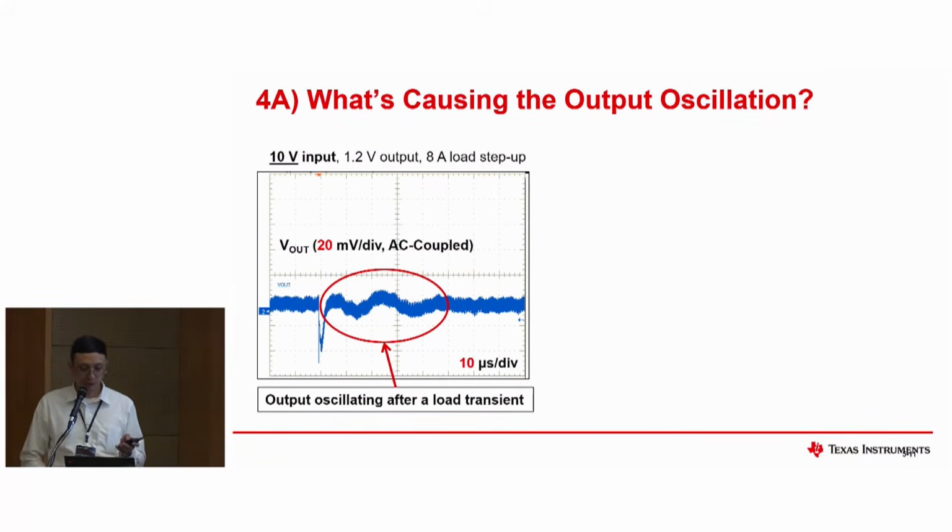Okay, so part number 4. So what's causing the output oscillation? You can see here, this is a 10 volt input, 1.2 volt output, 8 amp load step. So there's an 8 amp load step up. You could see on the Vout there's a drop, which is expected, but you do see oscillation coming out after the load is applied. So what do you think is causing this oscillation on the output?